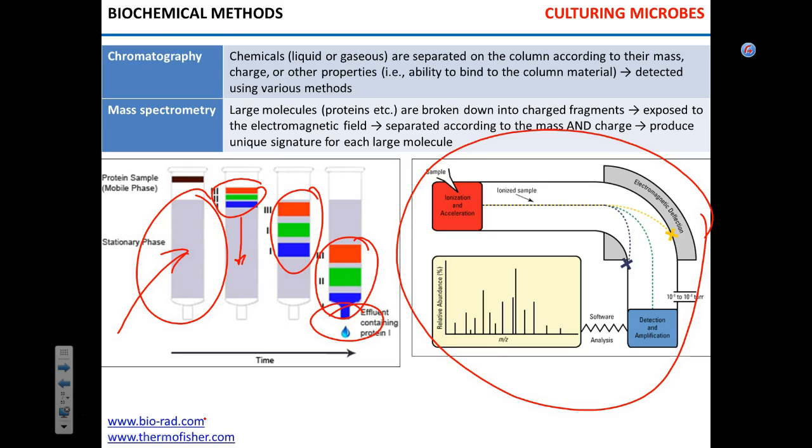By the way, so far, you can see that in every method, we really need to destroy the bacteria. We need to break it in pieces. Like here, you lyse the bacterial cell and then run it through the column. Same goes for Western blot or ELISA. Now, what is mass spectrometry?